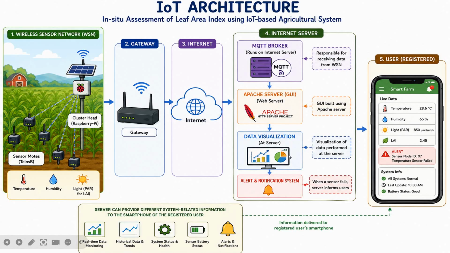Now one of the important features of the system is the alert notification mechanism. If a sensor node fails or an abnormal condition occurs, the server automatically informs the registered user, and the user receives a notification on a smartphone application. So the smartphone will display the real-time sensor readings. Then it displays the LAI values, system status, battery information, historical trends and the alerts. Thus, the IoT architecture enables continuous monitoring, quick fault detection, remote access, and efficient decision making for precision agriculture.